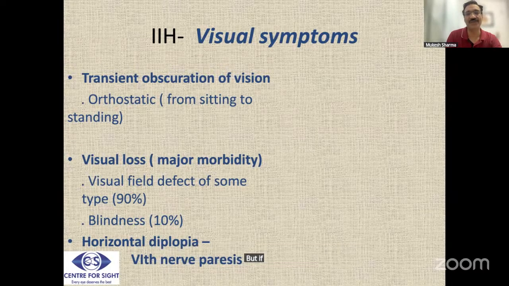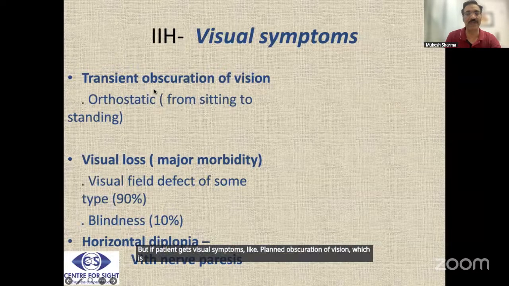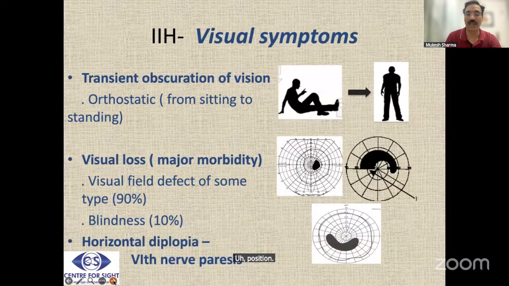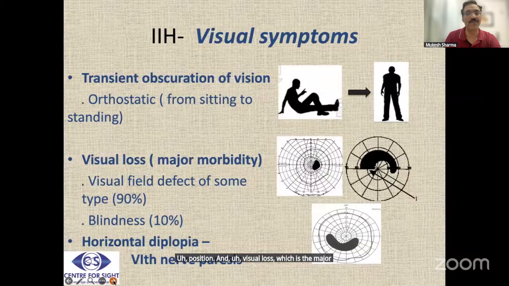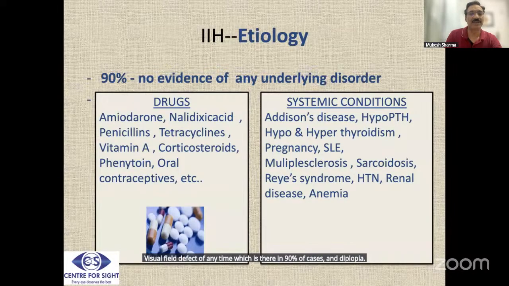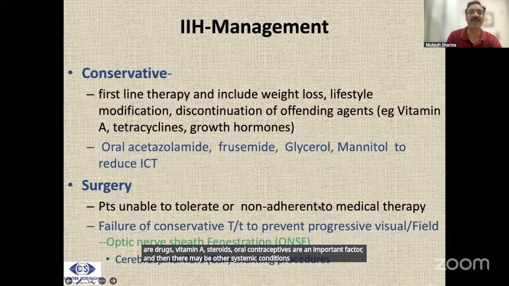But if patient gets visual symptoms like transient obscuration of vision, which is more so in orthostatic position, and visual loss, which is the major morbidity, visual field defect of any type, which is there in 90% of cases, and diplopia. So there are certain etiological factors for this particular condition. There are drugs, vitamin A, steroid, oral contraceptive is an important factor, and then there may be other systemic conditions which can lead to IIH.